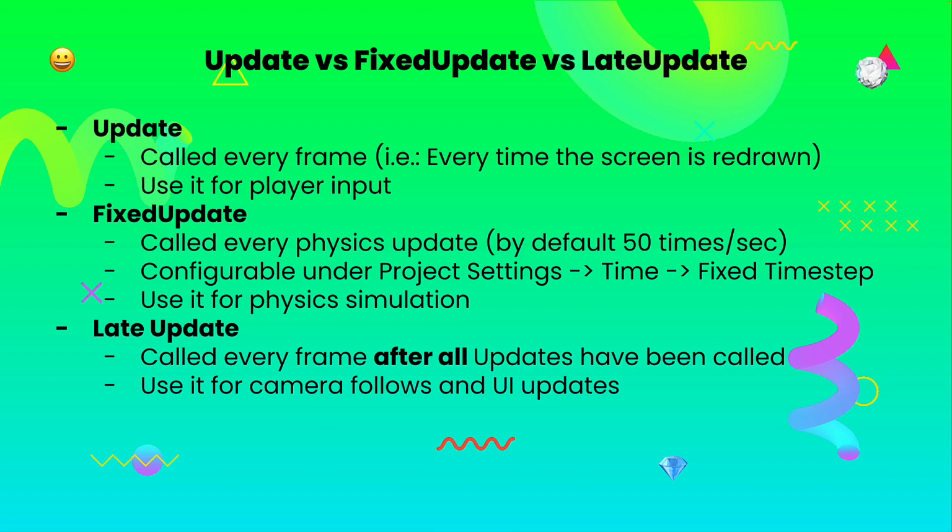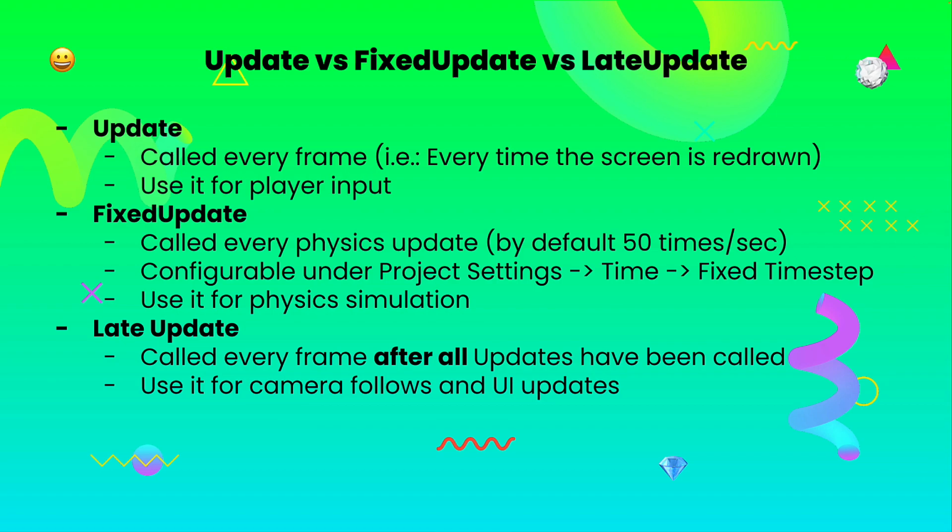Next we have fixed update. These are called on every physics step, on every physics update, which by default happens 50 times per second. This is configurable under project settings, fixed time steps, and you should use fixed updates for all the physics simulations in your game, because it is the update that the physics engine uses. So if you run physics simulation on update, you may run your simulation out of step with the physics engine. It may cause undesirable results.